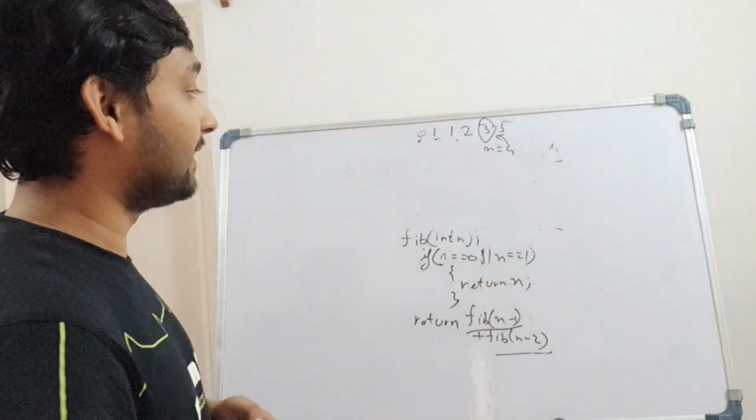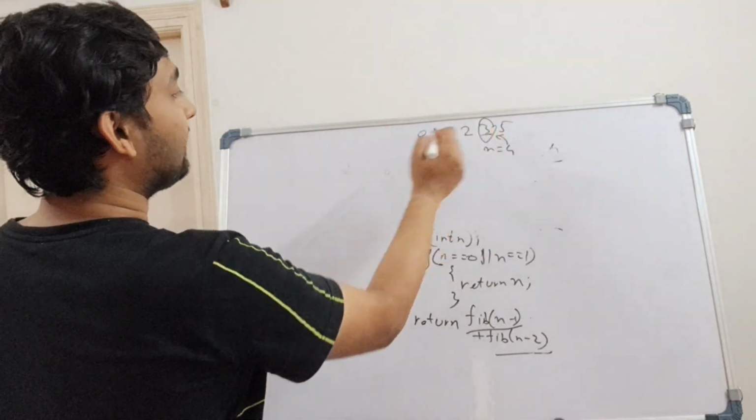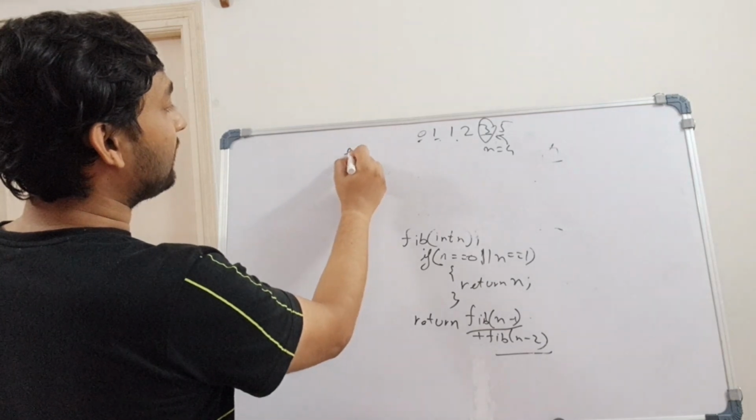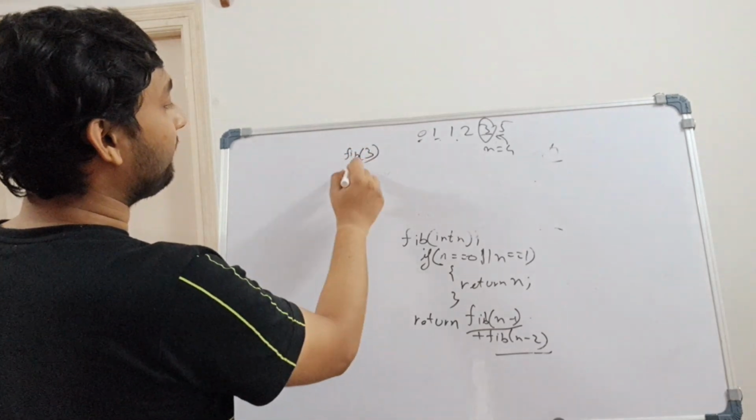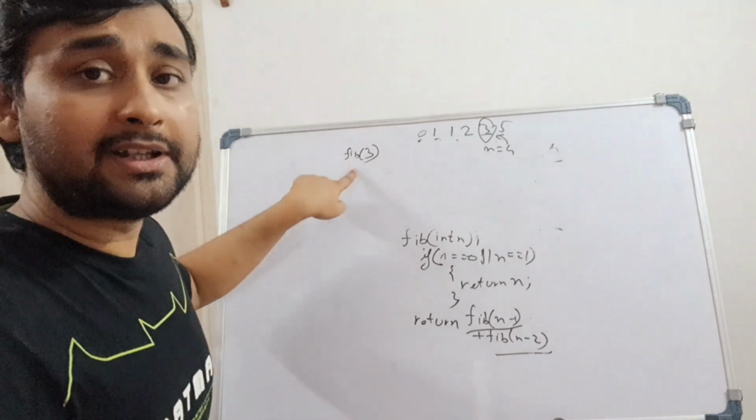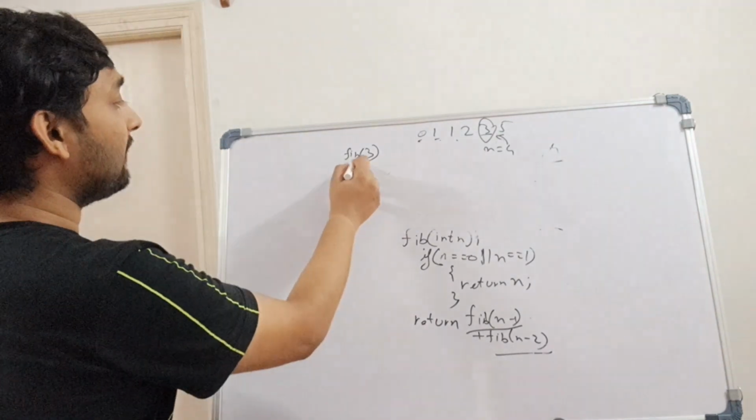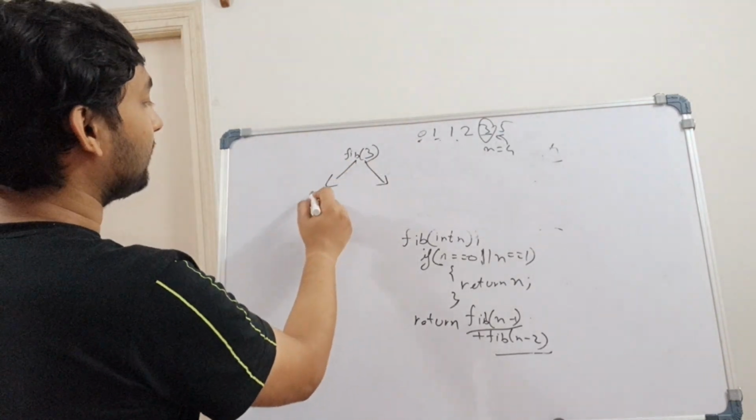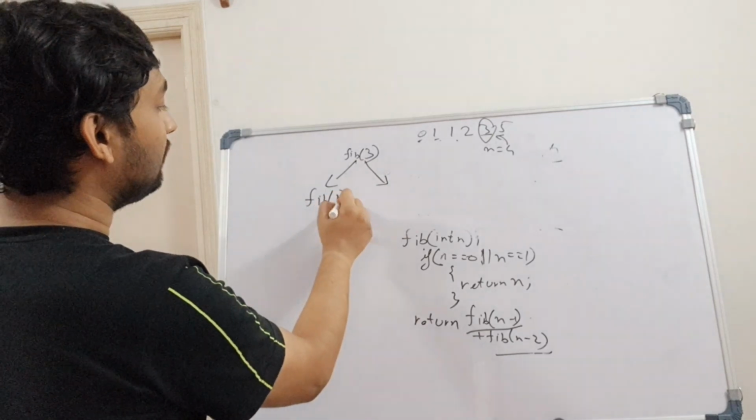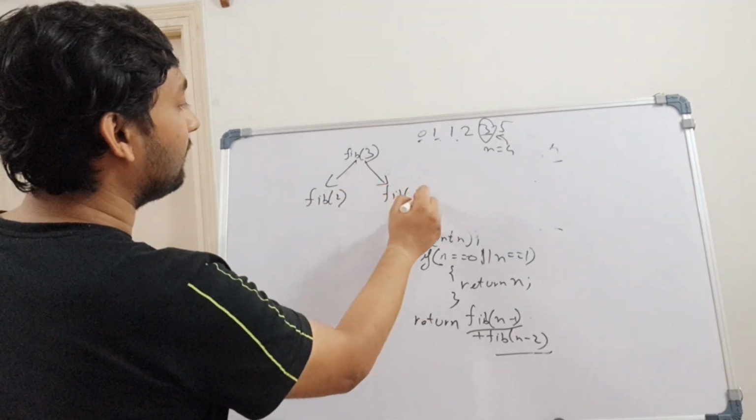How will it come as 3? So first I will take it as 3. That is Fibonacci of 3 here. And to calculate the Fibonacci of 3, how will we calculate it? We will break it into smaller problems. We will calculate Fibonacci of 2 and Fibonacci of 1 here.